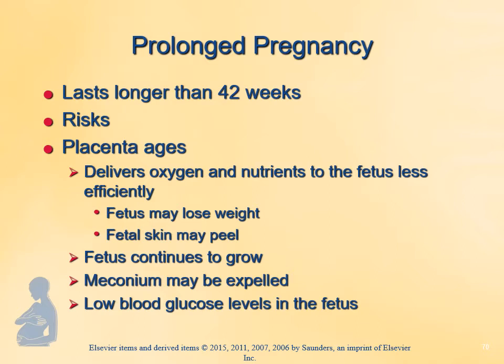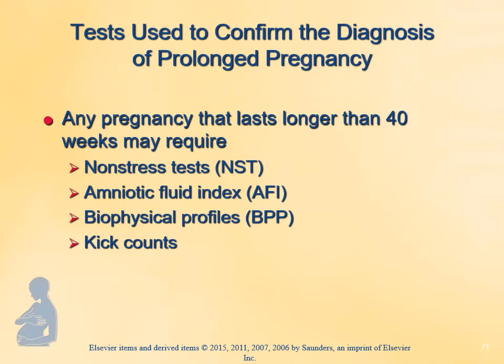diminishes. And so what we have happen is a decrease in oxygen to the fetus and a buildup of waste products in the fetus. And that can cause changes in the baby's acid-base balance by creating a more acidic environment for that baby. It can cause that baby to lose weight, and the skin might peel. And it sometimes results in that baby encountering distress situations and releasing meconium into the amniotic fluid. Also, we can see low blood glucose levels in the fetus as that pregnancy is more prolonged.